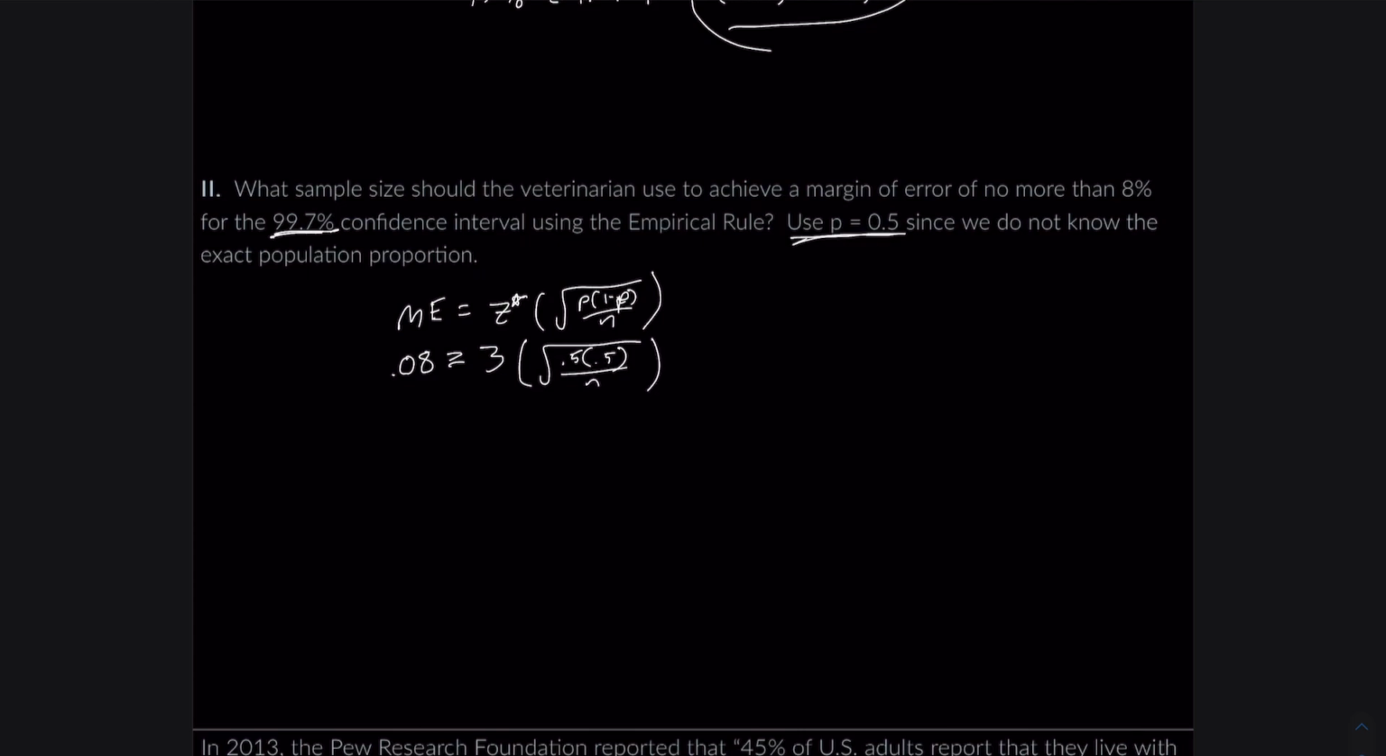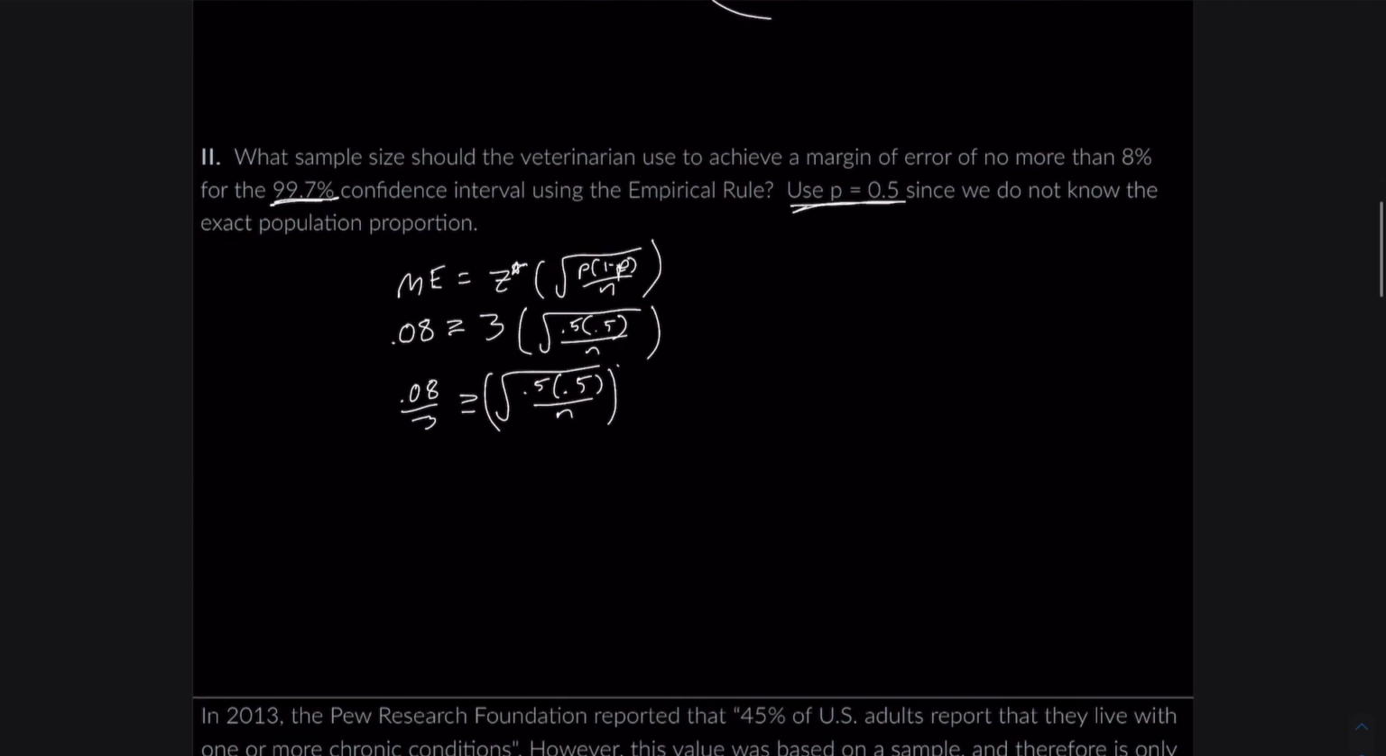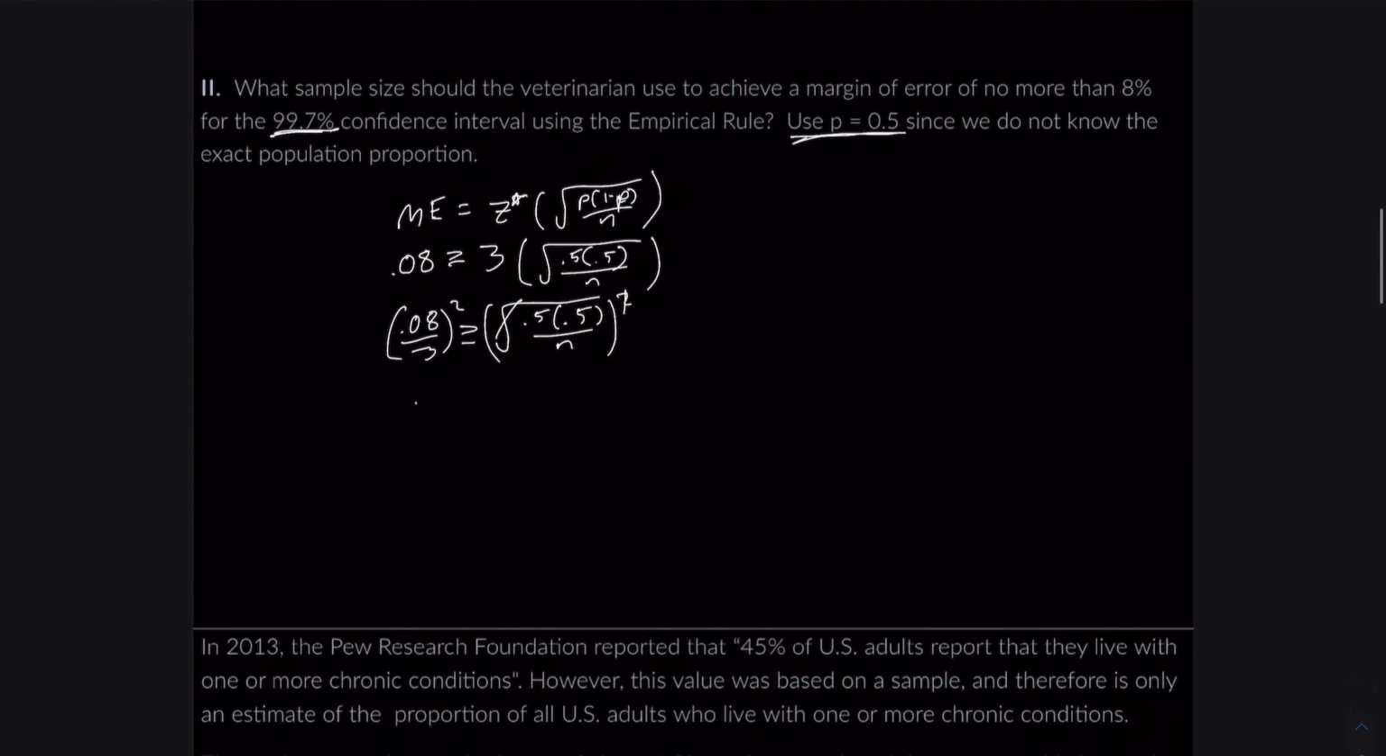And so now we would just need to use algebra to solve for this N. So what we would do is move this 3 over. So it'd be 0.08 over 3 is greater than or equal to square root of 0.5 times 0.5 over N. And then next we would need to square both sides. That cancels out our square root, so we cancel that out and cancel that out.